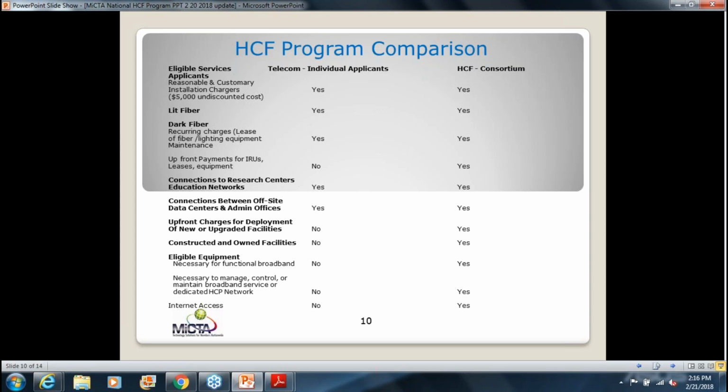Only the HCF program. Constructed and owned facilities, not under the Telecom, only HCF. Eligible equipment, not under Telecom, only HCF. And the management and internet access, once again, not under Telecom, but yes under HCF. So you can see how robust the HCF program is in comparison to the Telecom program.